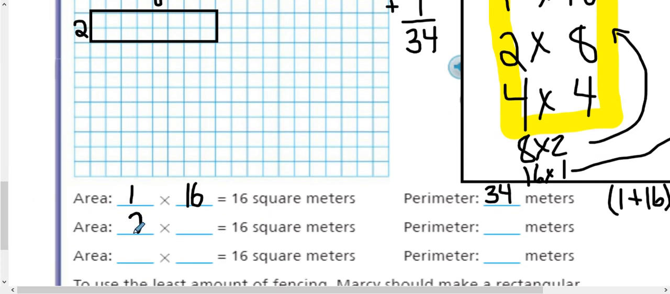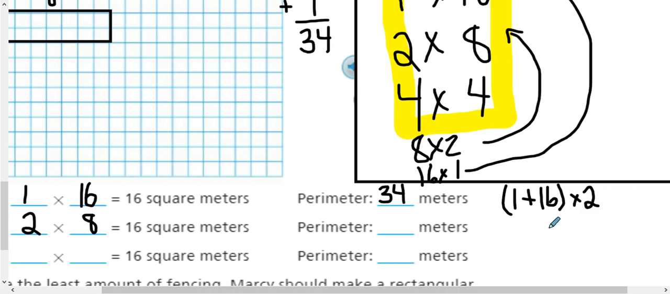So this is a 2 by 8. And we would say 2 plus 8 times 2, or doubled. All right, so 2 plus 8 is 10. Double it, and we get 20.